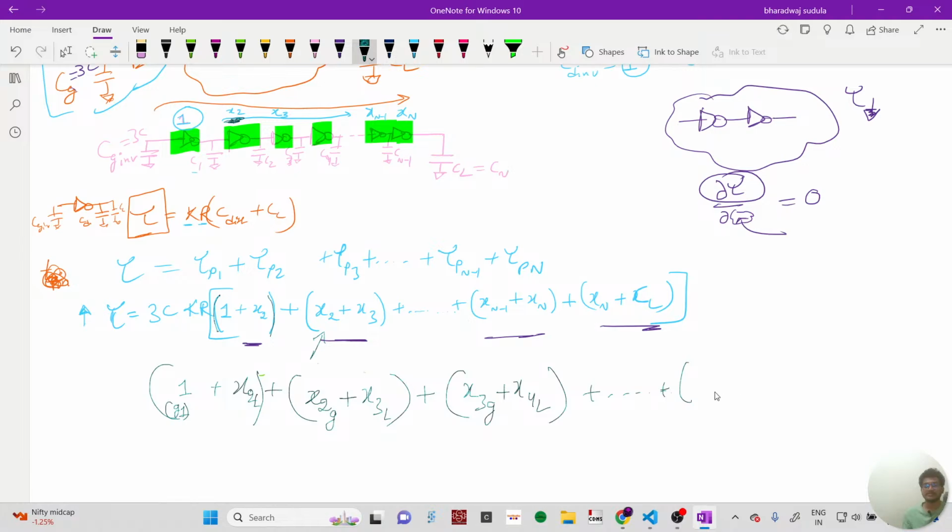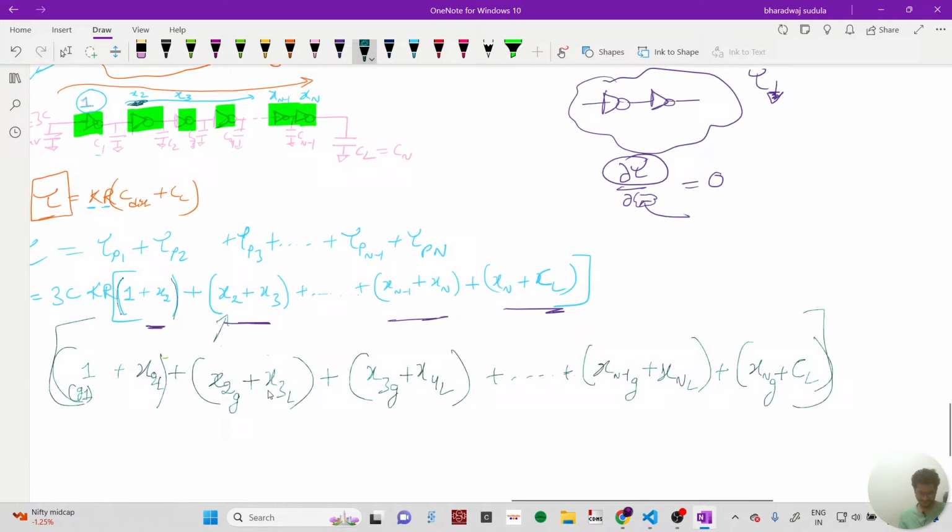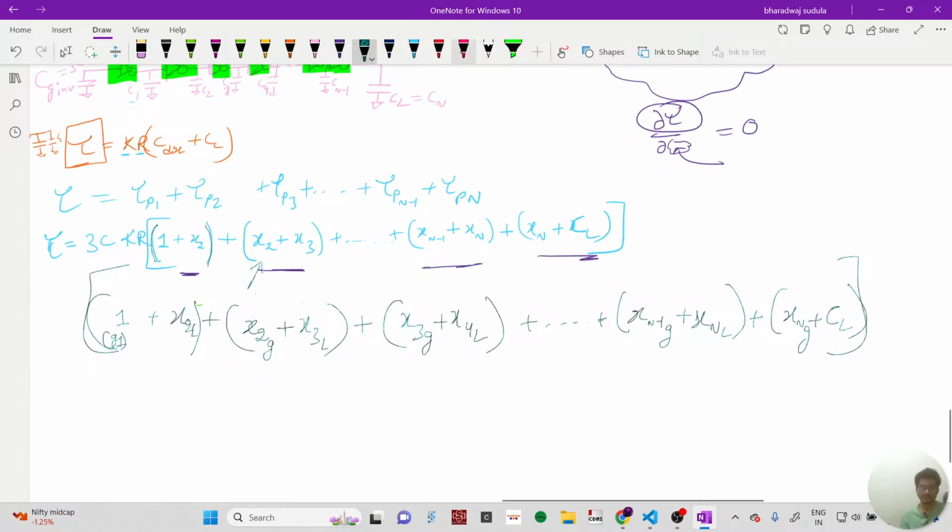So this will be x of n minus 1 gate cap plus x of n load cap plus x of n gate cap plus CL. It's just the load cap. So I have mentioned a term called fan out. Fan out is nothing but the output cap to the input cap. Load cap to the gate cap, input gate cap.